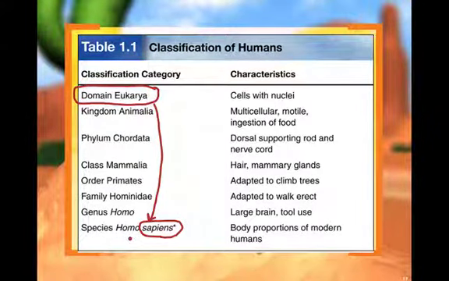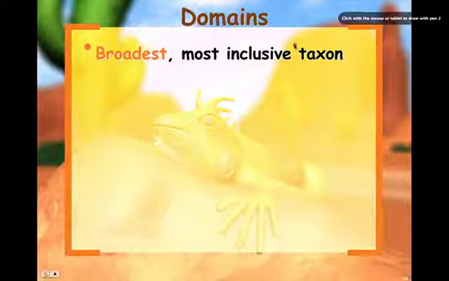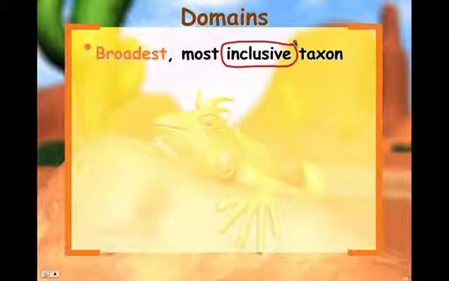This particular breakdown of classification of humans will be on a future worksheet that you may need to refer back to. So domain is, once again, the broadest, most inclusive taxon. And when we talk about inclusive, that means it includes everything.